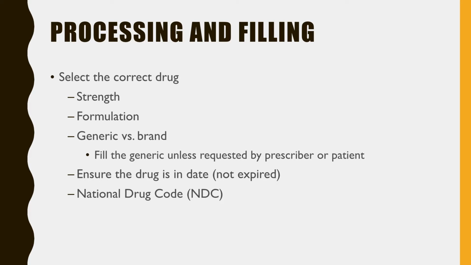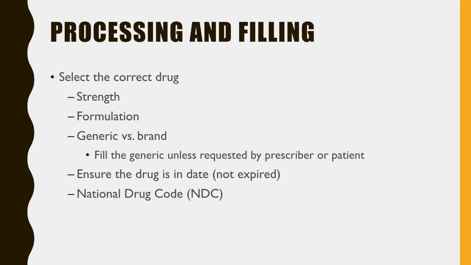Processing and filling a prescription is often completed by a pharmacist or a technician. Whoever is filling the prescription will need to select the correct medication, including the correct strength and formulation. It is important to see if the prescription is written for brand name or generic. According to Maryland regulations, the generic equivalent drug or device may be substituted for the brand name product unless the prescriber or patient requests the brand name. In summary, pharmacists will fill for the generic drug unless requested.